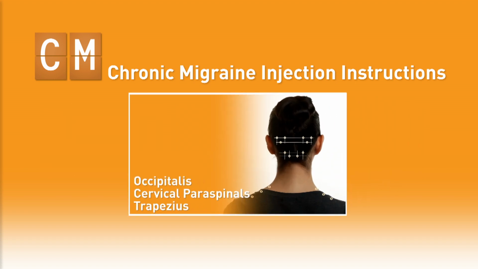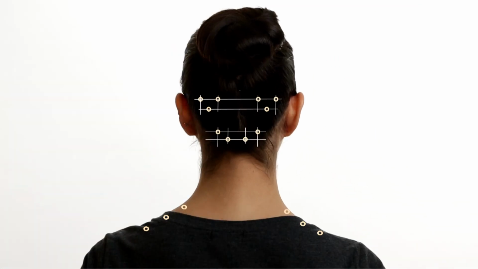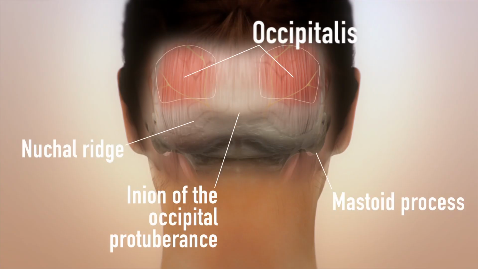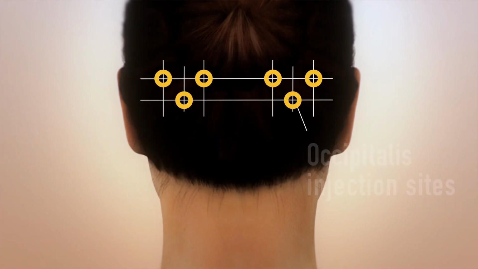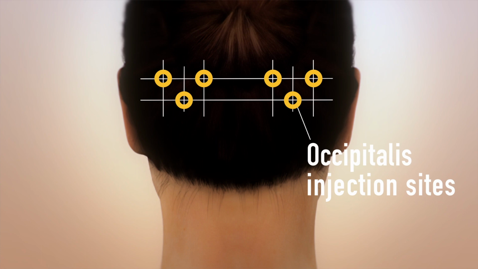Occipitalis, cervical paraspinals, and trapezius. We will now review the occipitalis, cervical paraspinal, and trapezius injection sites. The occipitalis muscle is located on the back of the head, above the nuchal ridge. The fixed-dose protocol for the occipitalis muscle stipulates that 3 injections be administered to the right and left occipitalis, for a total of 6 injections.